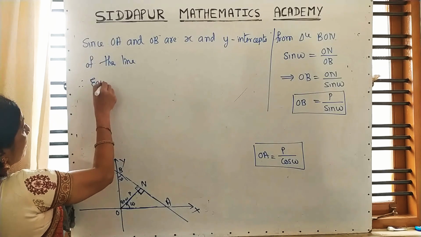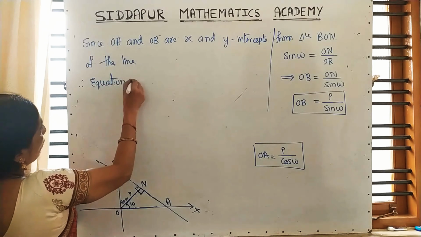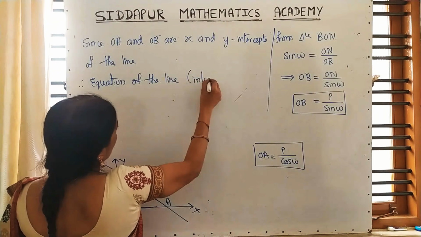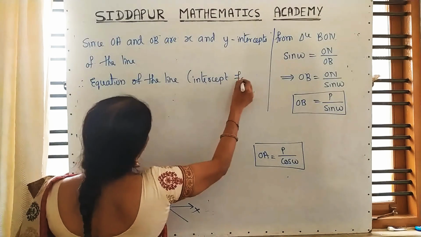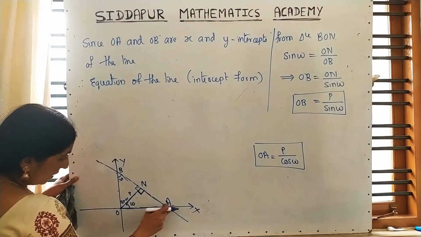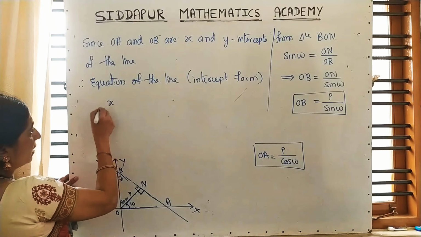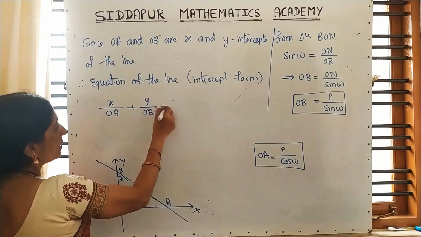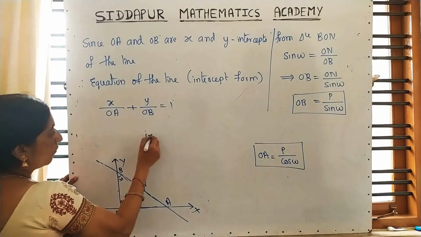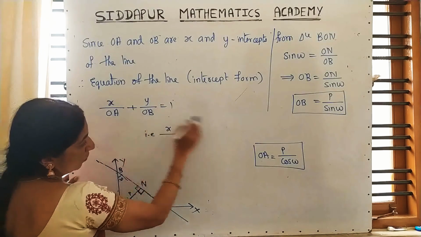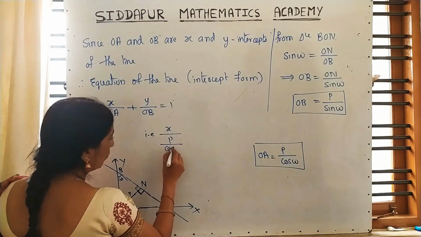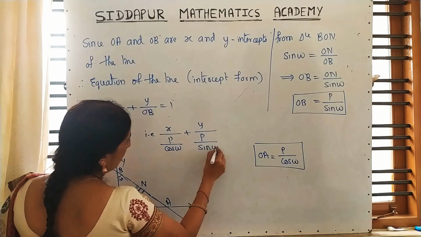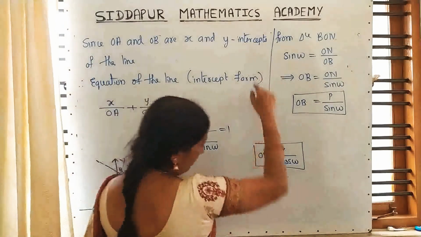the equation of the line, the intercept form, we have to write. We are using that. So here OA is the x-intercept, OB is the y-intercept. x upon x-intercept plus y upon y-intercept is equal to 1. That is, what is the x value? x upon OA, p upon cos omega, plus y upon p upon sin omega is equal to 1. That's why I kept this on the board as it is.